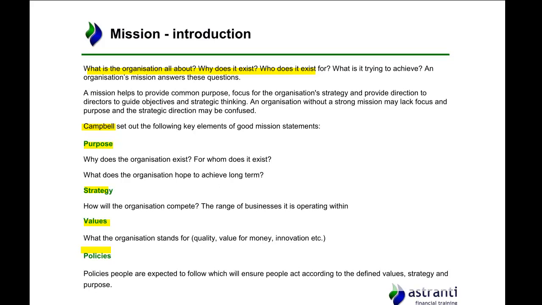So, based on that, let's analyse it in the context of Campbell's model. So, first of all, purpose. Why does the organisation exist? Who does it exist for? What are we trying to achieve? Well, actually, in the pre-seen, the vision statement arguably fulfilled this question about what the organisation hopes to achieve long-term. And the vision statement was, we wish to be recognised internationally as a world-leading healthcare provider. Which is all well and good, but the actual mission statement didn't really explain this.